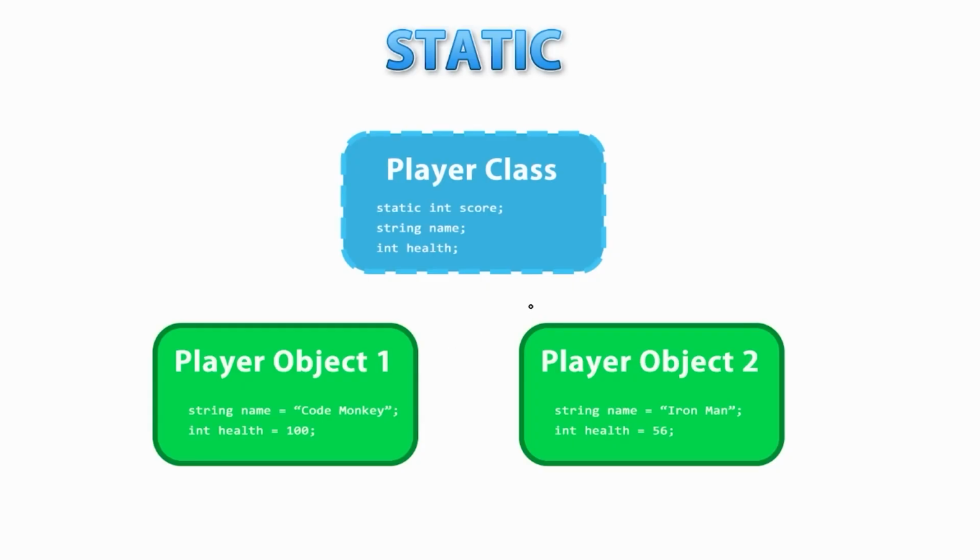Like back here in the diagram, we define a static int score, and this one is basically shared between all the other objects. But then we have a non-static string name and int health, and each object has their own copy, has their own data within that field.